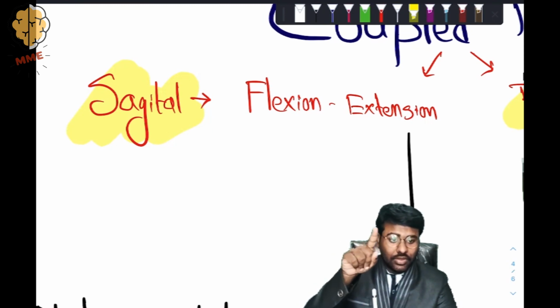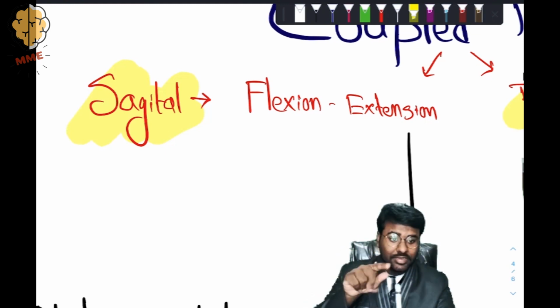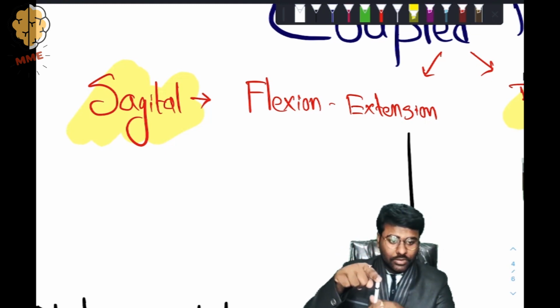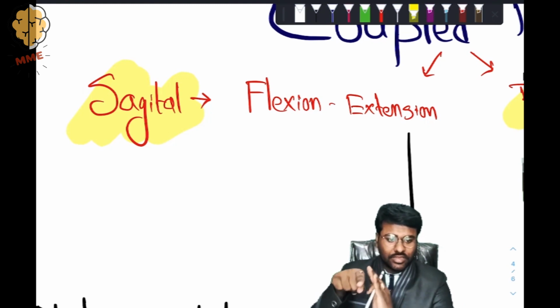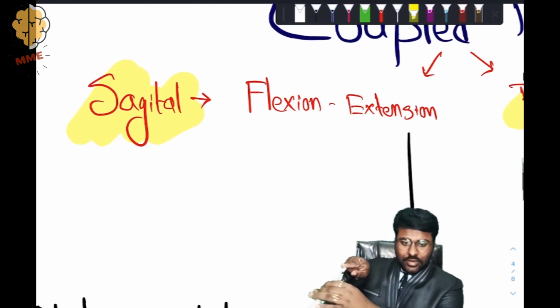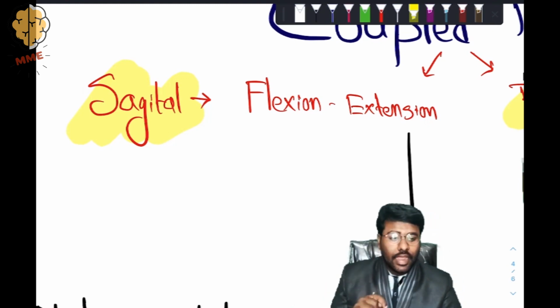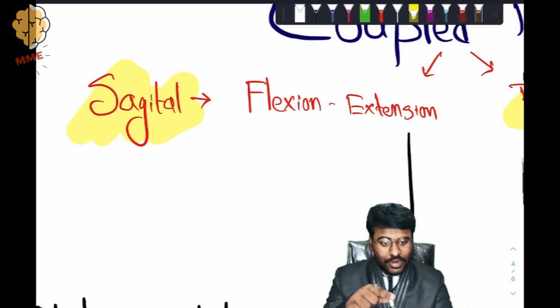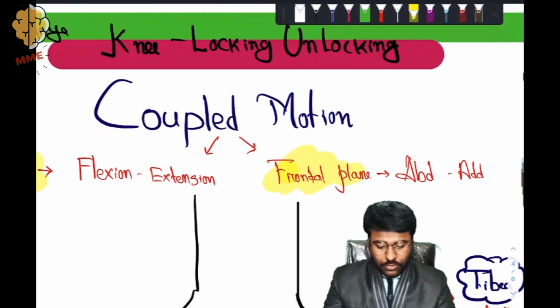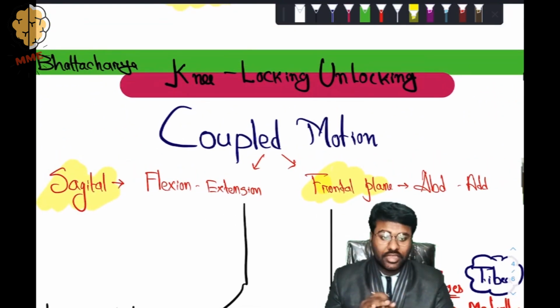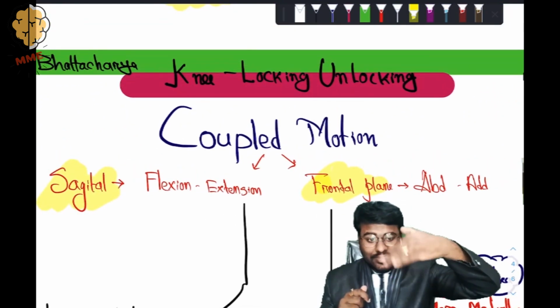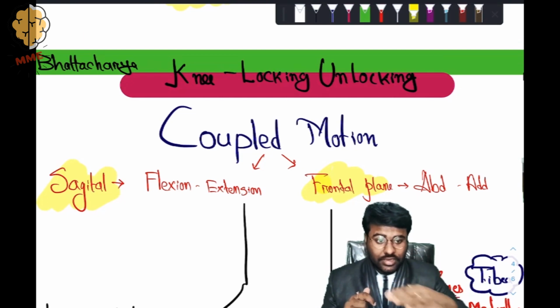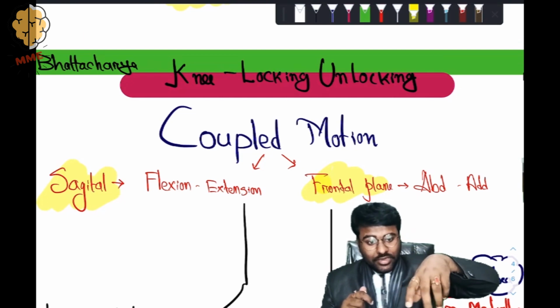So this is the femur and this is the tibia. Just imagine, this is the femur, this is the tibia. In the sagittal section, flexion and extension occur. And in the frontal section, what you can notice is abduction and adduction. So there are two planes: the sagittal plane, where flexion and extension occur, and the frontal section, where abduction and adduction occur.